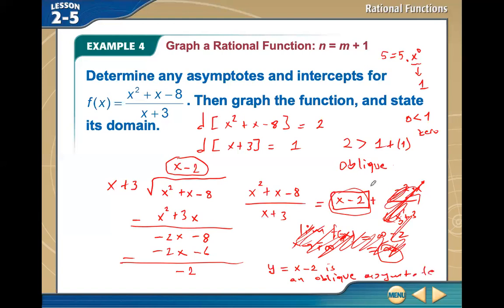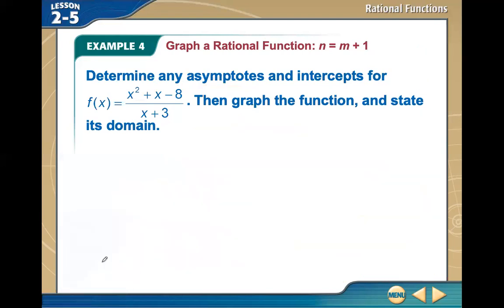Okay. Now in the question, it says, determine any asymptote. Okay, oblique we have. Vertical, do we have? What was the vertical asymptote? Where the function is undefined. So x plus three is equal to zero, x is equal to negative three. I mean, the denominator mustn't be zero. It means that x mustn't be negative three.